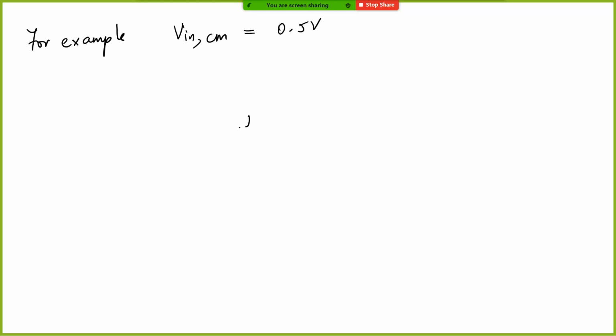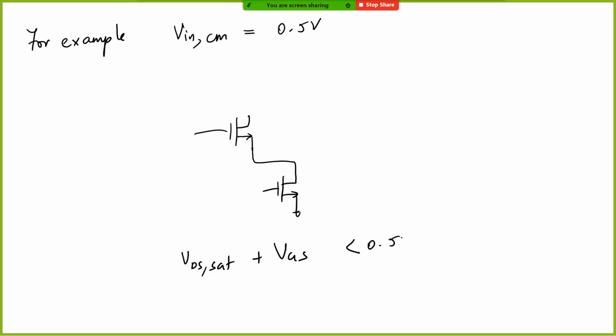So which means you have to make sure that VDS sat plus VGS is less than 0.5 volt. You can budget it. You can say, I'm going to budget 0.3 here, and some 0.15 here, and that way I'll have some margin as well. So now what happens? You are having 0.3 as your VGS.